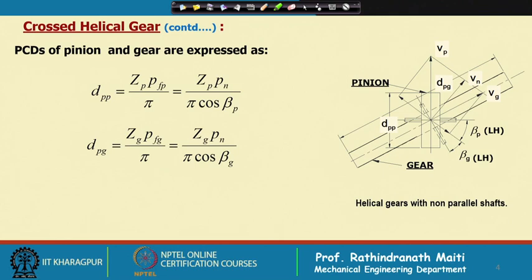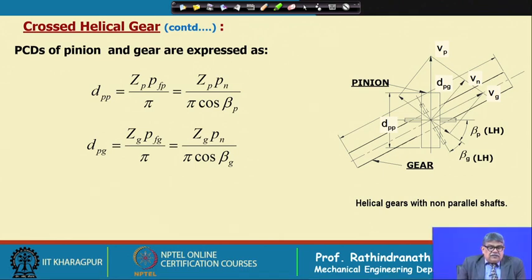Now, if we calculate their pitch circle diameters, then the pinion pitch circle diameter, which is designated as DPP, the subscript first P stands for the pitch circle, second P stands for the pinion, is the number of teeth into PFP by pi, whereas PFP is the face pitch. Face pitch means if we consider the pitch along the surface of the gear or surface of the pinion, in this case PFP is the face pitch of the pinion, that will be number of teeth into the normal pitch divided by cos of the helix angle. So, this relation becomes DPP is equal to ZP PN by pi cos beta P.